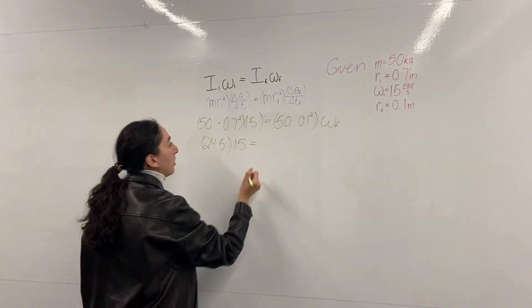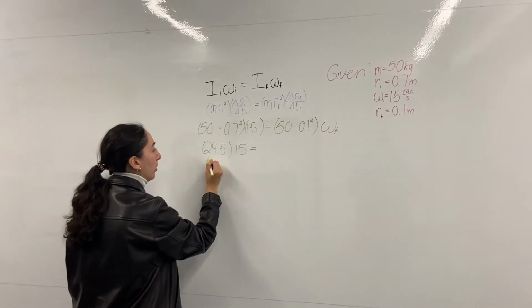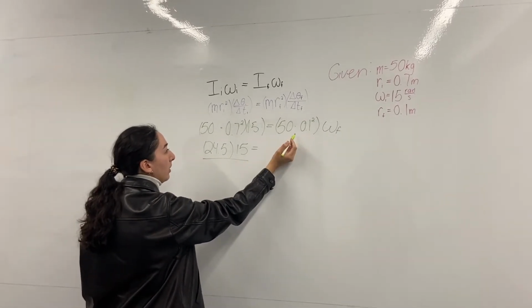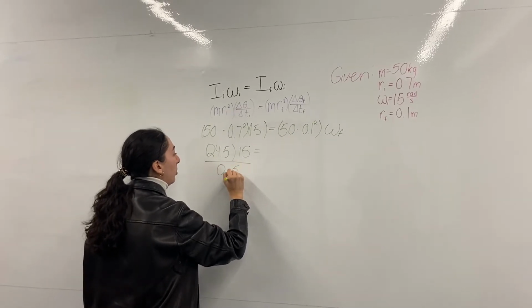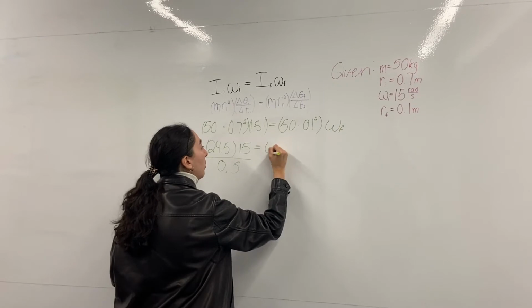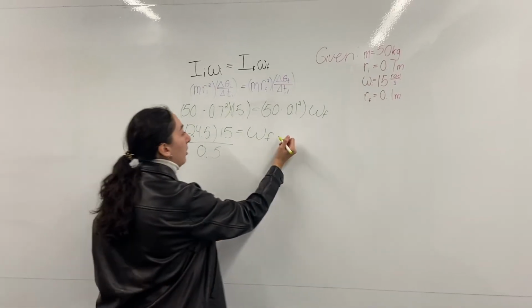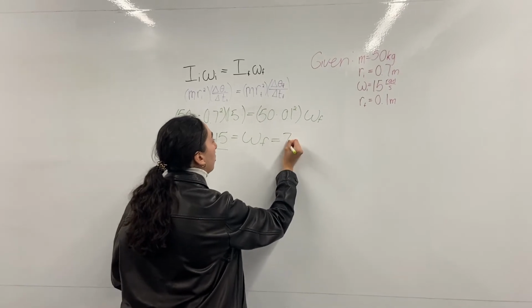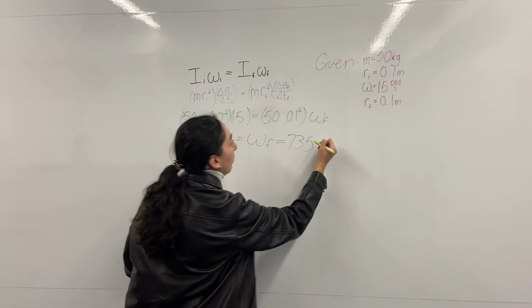And we want to isolate our final angular velocity to solve for it, so we're going to divide by the product of this, which is 0.5 kilograms per meter squared, and this is equal to the final angular velocity. So our final angular velocity is equal to 735. This is in radians per second.